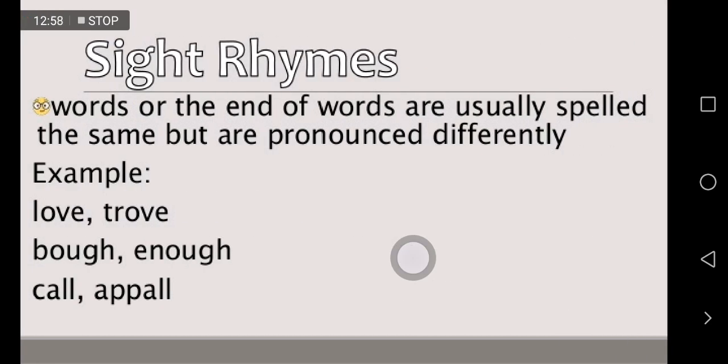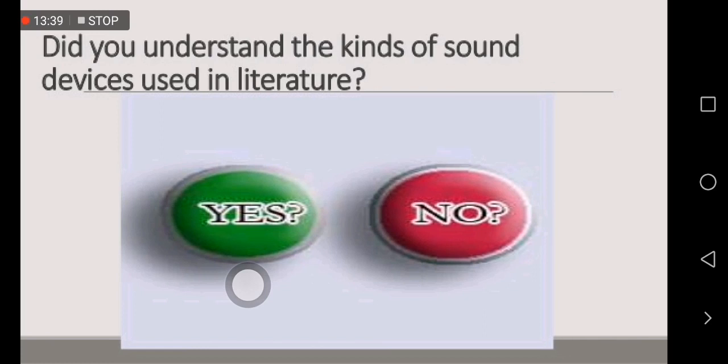Then we have side rhymes, जो देखने में दिखता है कि आपस में मिलते हैं लेकिन असल में मिलते नहीं हैं। Words at the end of lines are usually spelled the same but are pronounced differently. Example: love, true, love, true. So they don't rhyme in sounds, like love ends at uh and true ends at oo. And then we have bow, enough. Although o-u-g-h, o-u-g-h, this first o-u-g-h is ow and the second o-u-g-h has the f sound in it. Then call, appall.